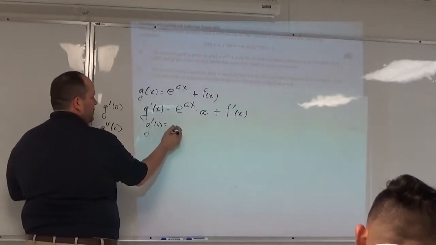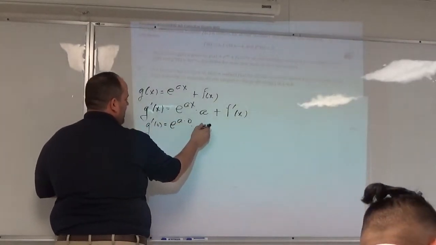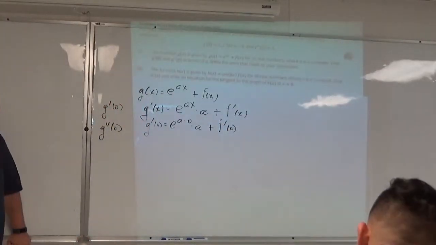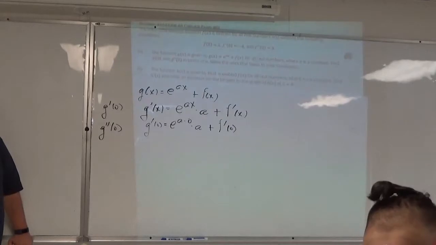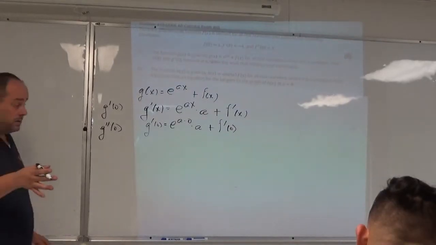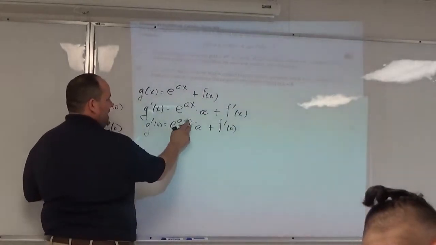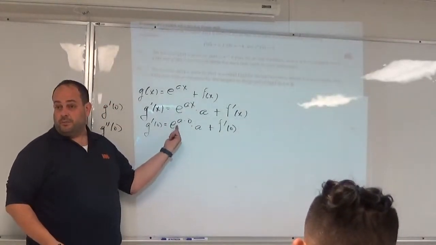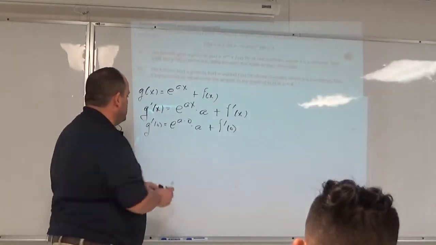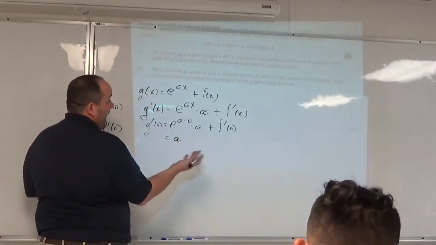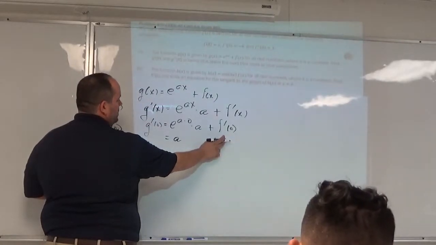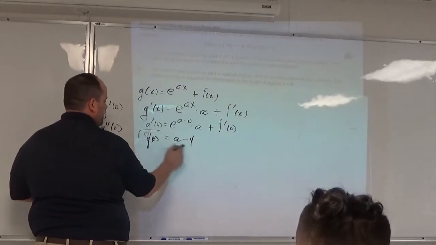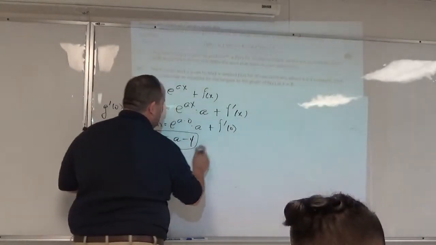G prime of 0, plug it in. E to the a times 0 times a plus f prime of 0. You can't stop unless everything is a number. So e to the a times 0, if you know how to simplify, you should. A times 0 is 0. E to the 0? 1. Times a is just a. F prime of 0 is negative 4. So g prime of 0 is equal to a minus 4. Second point locked in.